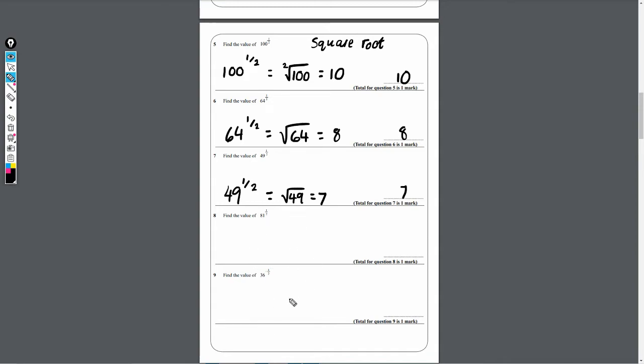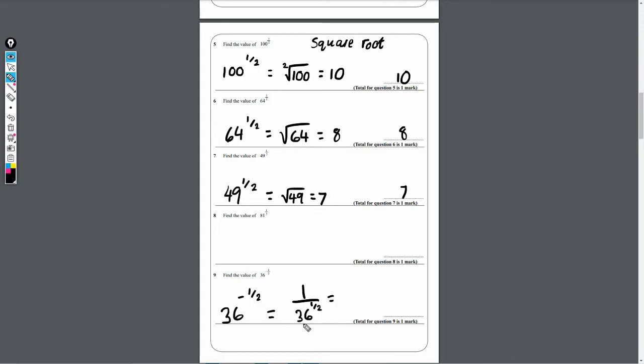Question 9, a little bit trickier because this is actually 36 to the minus half. That makes it a little bit trickier because it's a minus power. But don't be put off by it. What we're doing now is putting together the first bunch of questions we did and this bunch. Whenever you see a minus, deal with the minus first. Remember, we see a minus, we do the reciprocal. So this is now 1 over 36. Remember, the negative power becomes positive. So this is 1 over 36 to the power of a half.